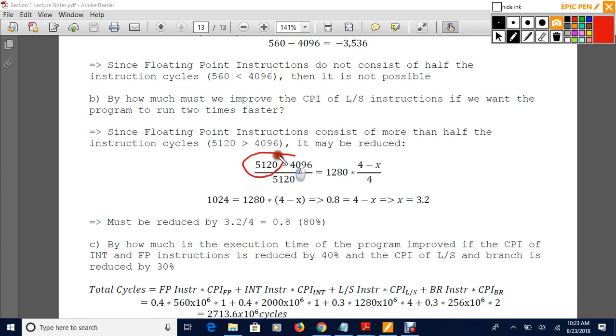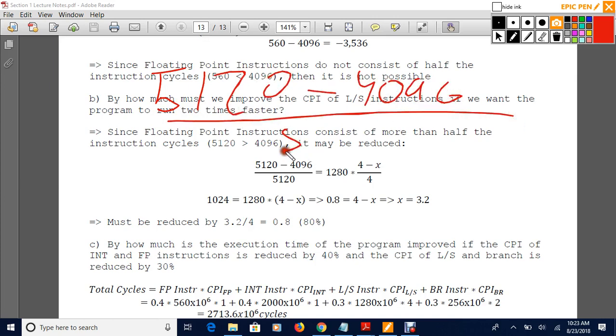So I know, here's, we use our speed up equation, or performance. So we have an initial minus the number that I need to reduce by. So in this case, we figured out that if we remove 4,096 cycles, we will cut the execution time in half, right? So in this specific case, it's 5,120 minus 4,096 divided by 5,120.